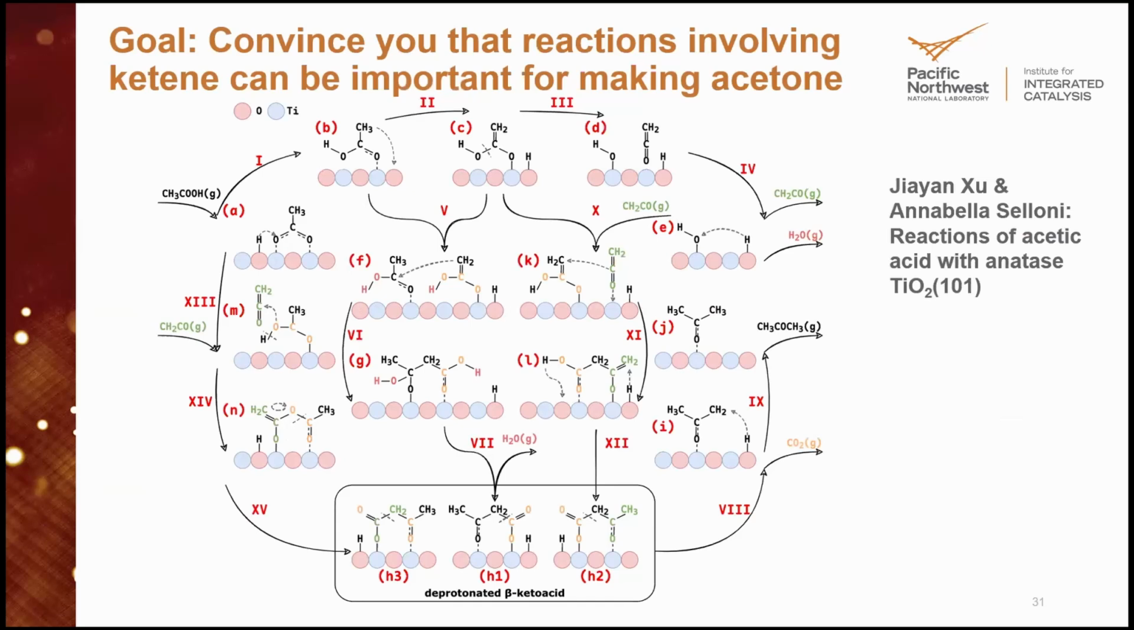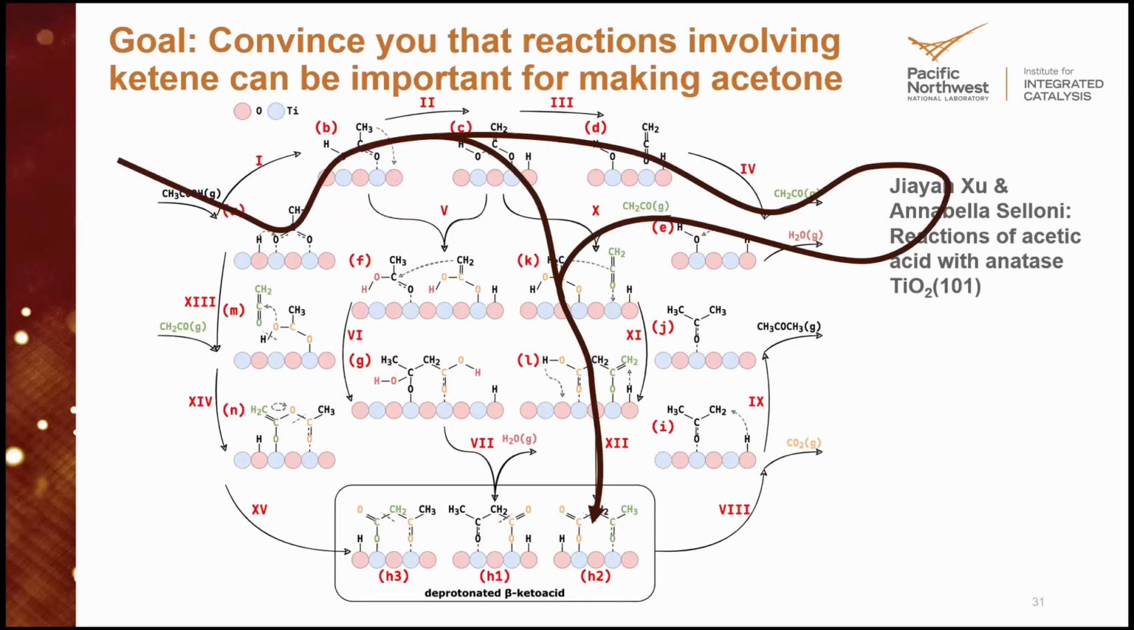What I'm showing you here is a reaction scheme from a paper that we've submitted, that Jayan and Annabella calculated for this. I'm not going to go through this in any detail. What I want to convince you is that this scheme is the one that's preferred in the literature. This is the one I'm going to argue for.